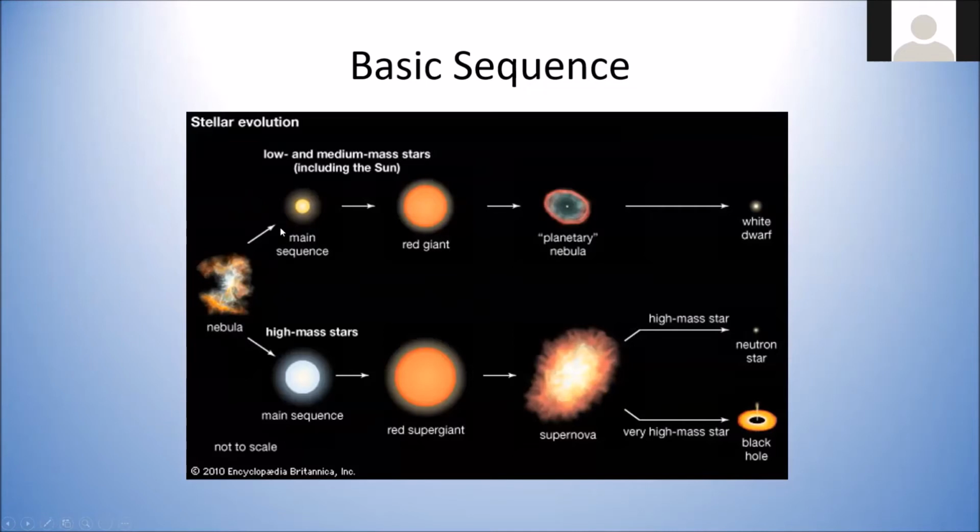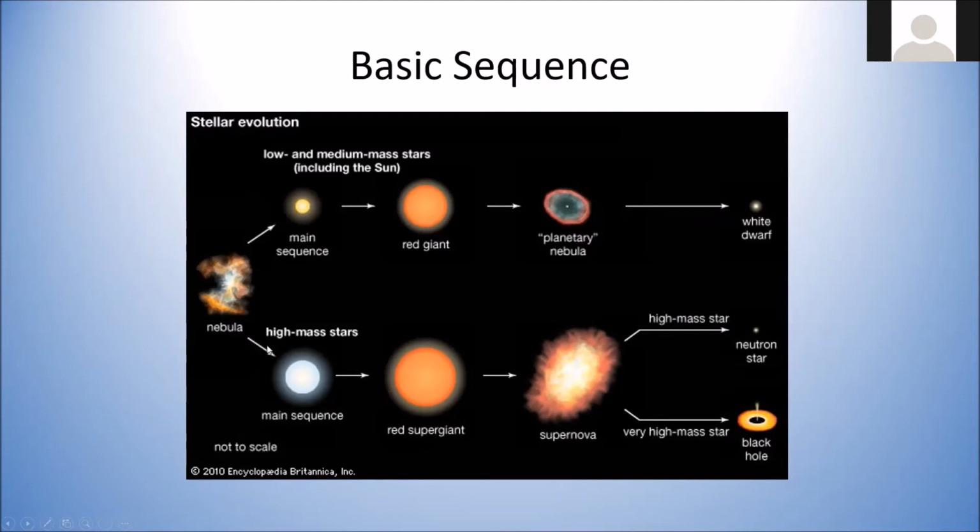On the top part, we have the low to medium sized star. It comes out of the nebula, goes into the main sequence, eventually as it nears the end of its life, becomes a red giant. It then implodes and you have the planetary nebula, and eventually the nebula falls away, leaving the core, which is a white dwarf.